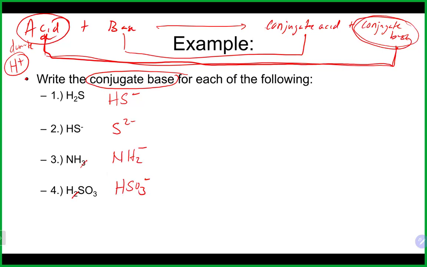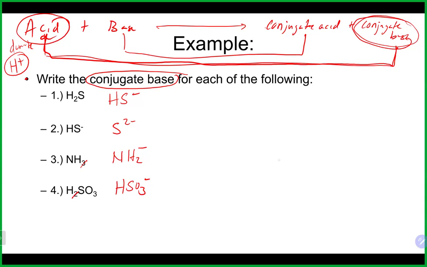So this is a good way to sort of think about it backwards. If you know you want to write the conjugate acid or conjugate base, you just kind of think about where that comes from, and then you can just follow the Bronsted-Lowry definition and either put on the H plus or take off the H plus. Any questions on that?